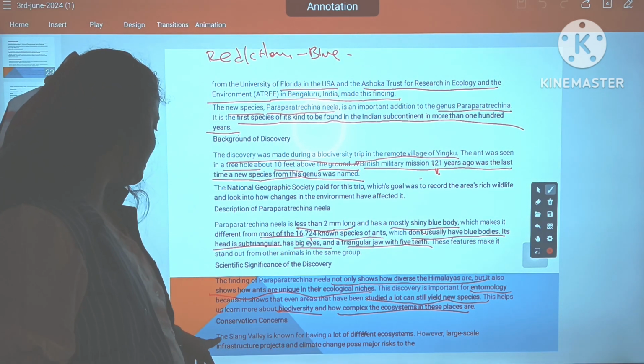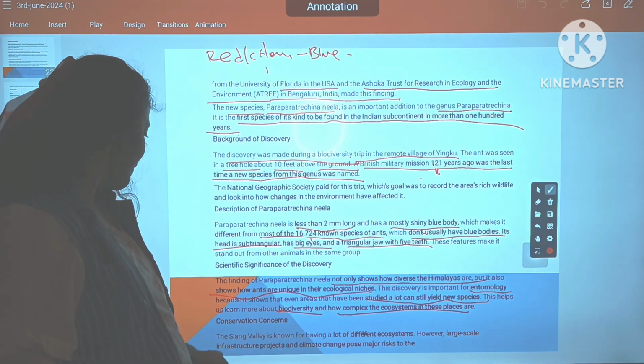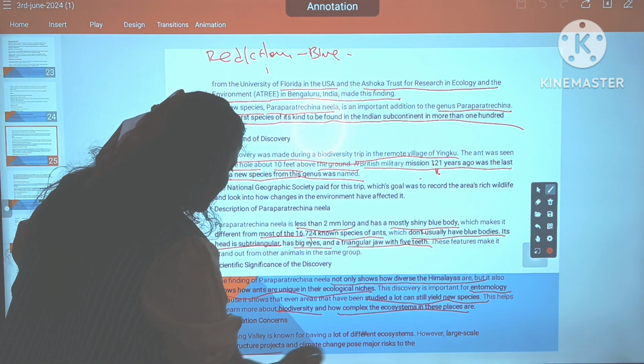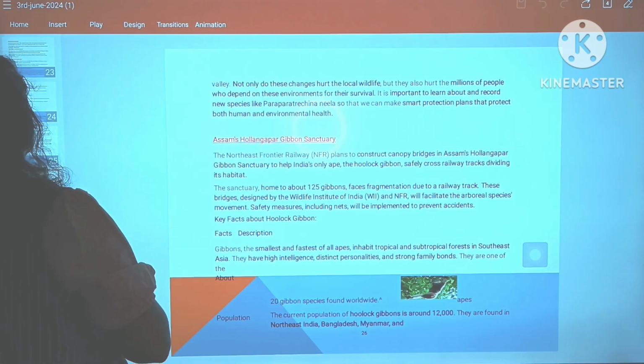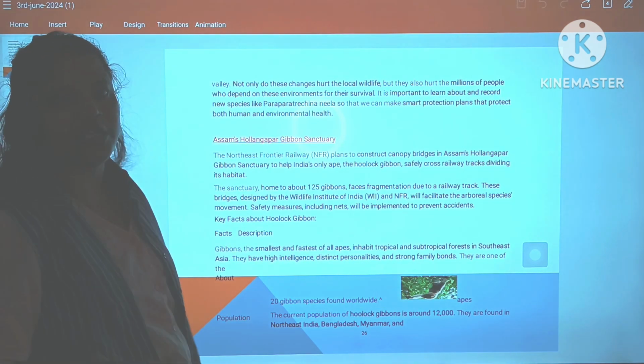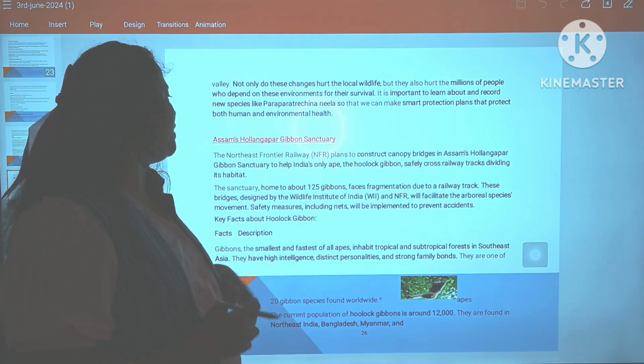Okay, conservation concerns. What are the conservation measures taken to save this blue ant? Large scale infrastructure projects and climate change pose major risks to the ant. So we should take some measures to protect the ant from climate change and infrastructure development.